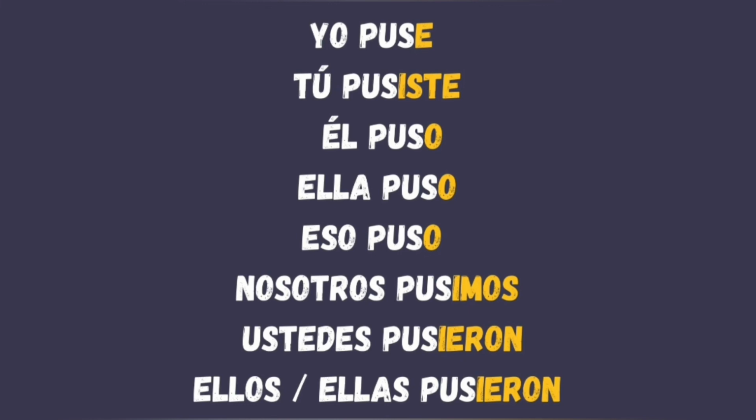Tú pusiste. Él puso. Ella puso. Eso puso. Nosotros pusimos. Ustedes pusieron. Ellos or ellas pusieron. Okay, so as you can see, the root word is changing and also the ending is changing. Okay, now let's go to another irregular verb.